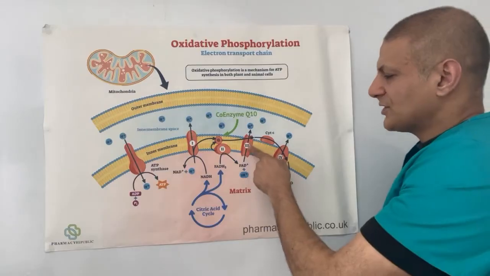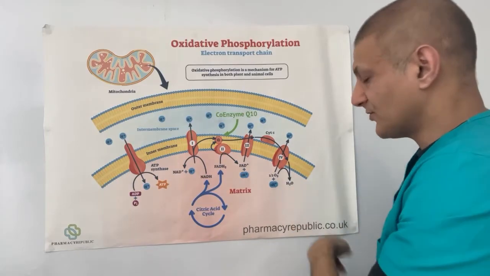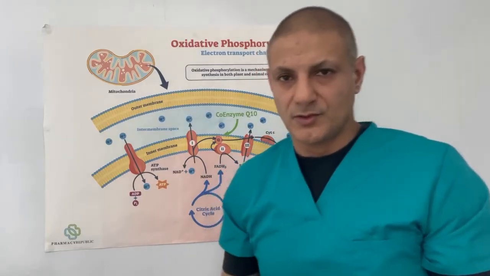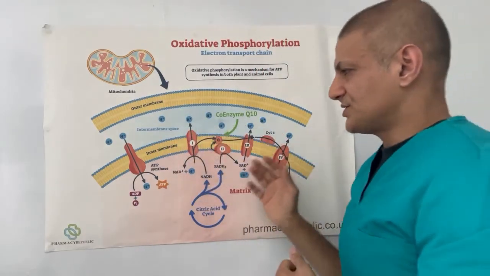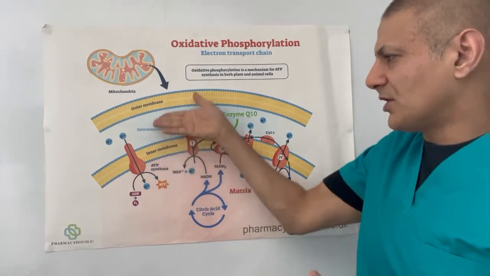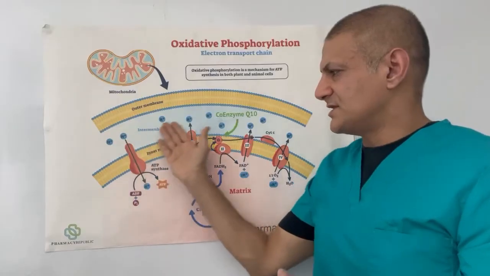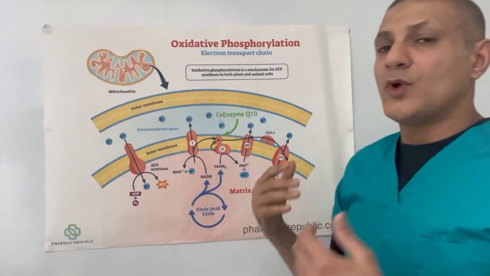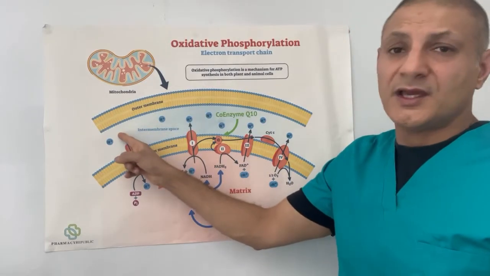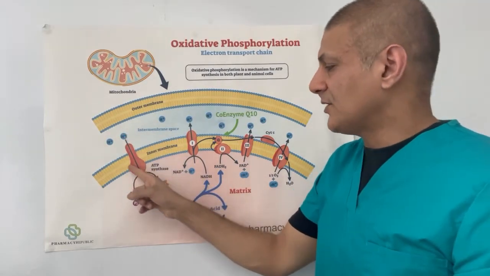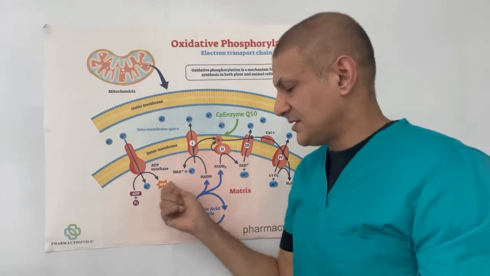From protein complex 3, via cytochrome C, the electrons go to protein complex 4, where they combine with oxygen to produce carbon dioxide and water. All the while, electrons being transported across this chain push hydrogen ions across this membrane. So we get a buildup of hydrogen ions in this intermembrane space. When the concentration reaches a certain level, they're able to flow down their electrochemical gradient through the ATP synthase, where they produce ATP.